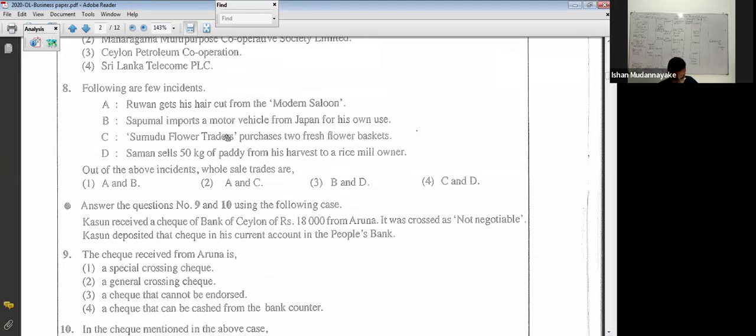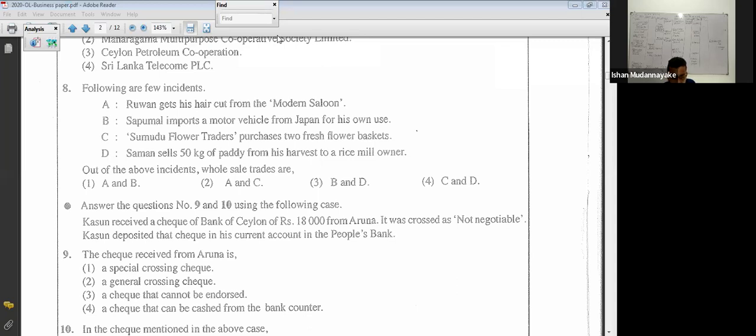What's the answer for question number 8? Out of the following incidents, which are wholesale trades? One gets his haircut from the modern salon. No. Sapumal imported a motor vehicle from Japan for his own use. No. Sumudu flower traders purchased fresh flowers. Someone sold 50 kilograms of paddy from his house to a rice mill owner. What's the answer for question 8?